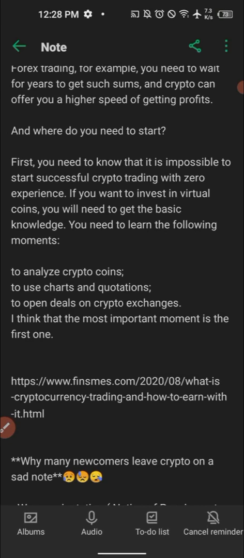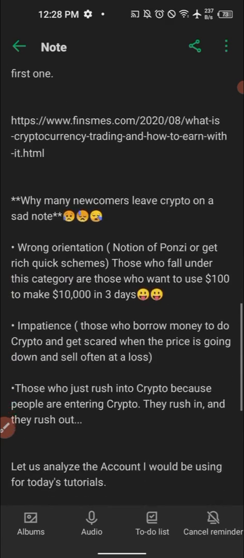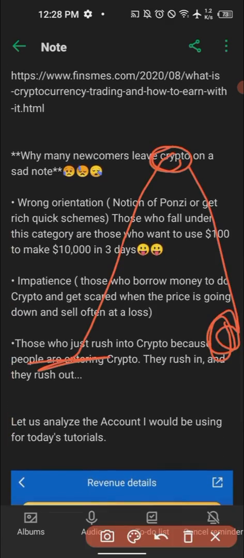Now, when we're talking about understanding a graph, many people start saying, does it have to do with fundamental analysis or technical analysis? Well, a little bit of it. But at this stage, even if you're not grounded in fundamental or technical analysis, you'll be able to use a bot to improvise in your trades. Now, let us go to why many newcomers leave crypto on a sad note. Wow, I love this smiley.